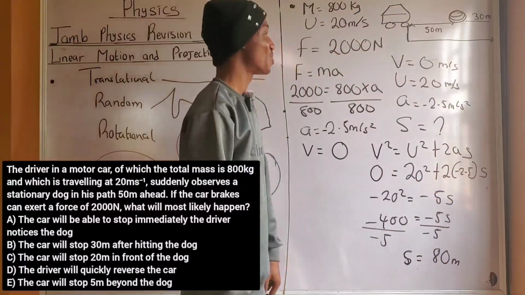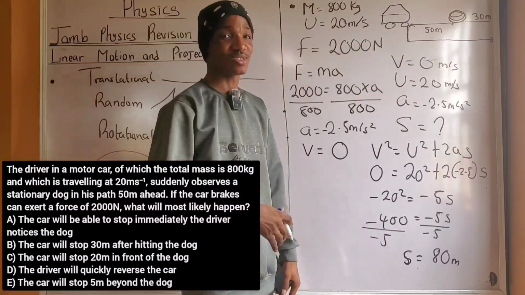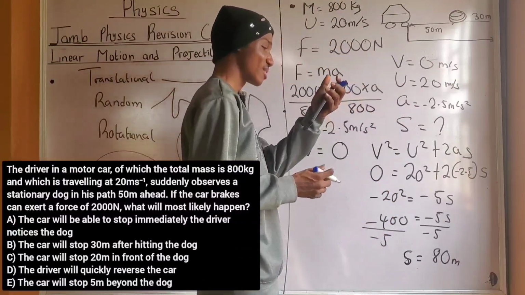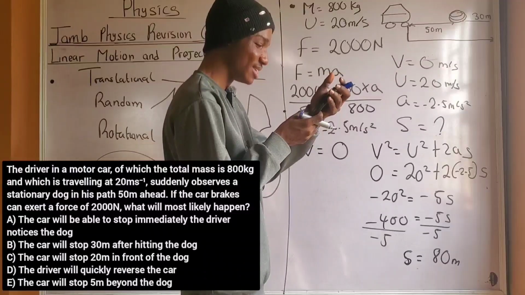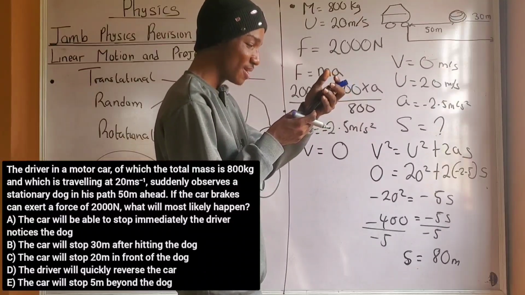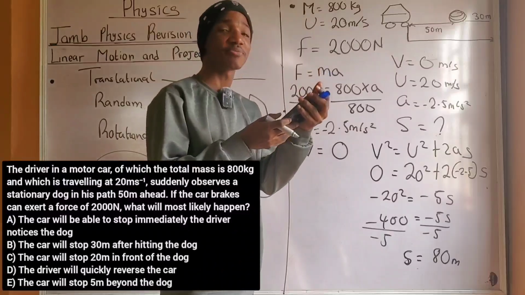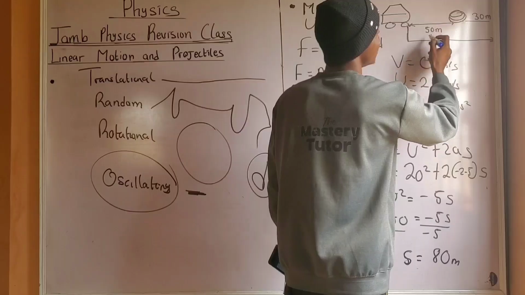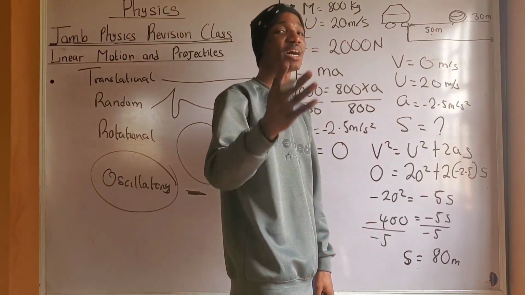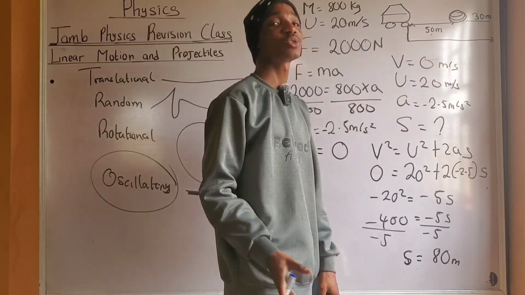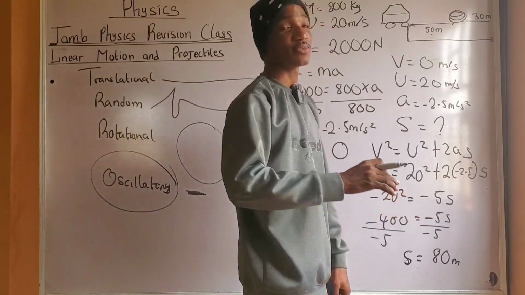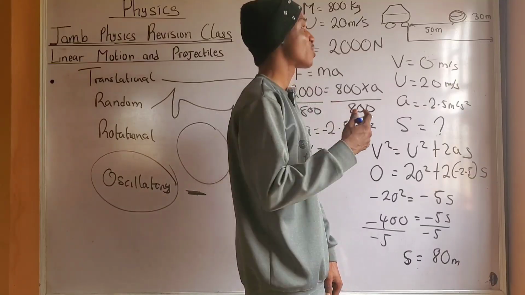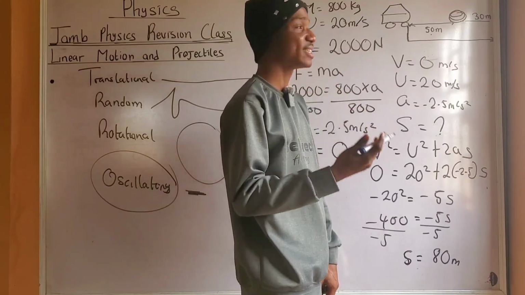It's simple. Honestly, it's simple. All you have to do is just be able to analyze the question and you are good to go. So here, the answer is 30 meters. And the correct option to that question is, the car will stop 30 meters after hitting the dog. Are you getting it? If the distance between the car and the dog is 50 meters, and the car stopped after 80 meters when the brake was applied, that means it hit the dog and it also continued. And it covers a distance of 30 meters after hitting the dog, because we know from the question that the distance when the brake was applied and where the dog is, the distance is 50 meters.